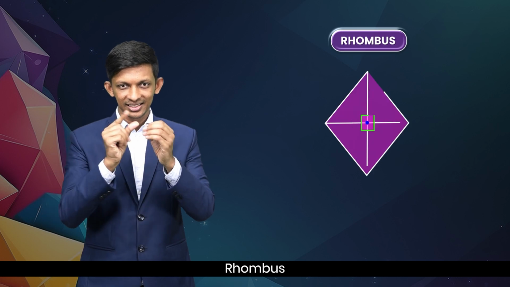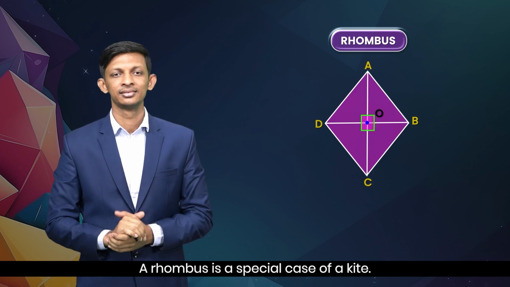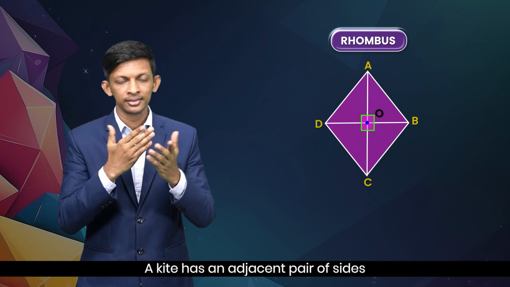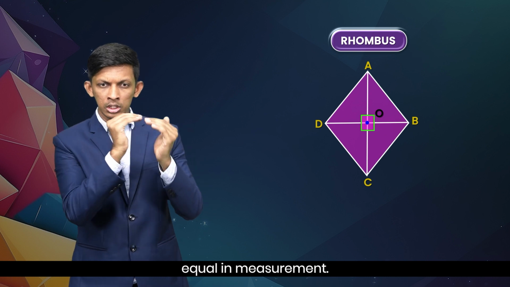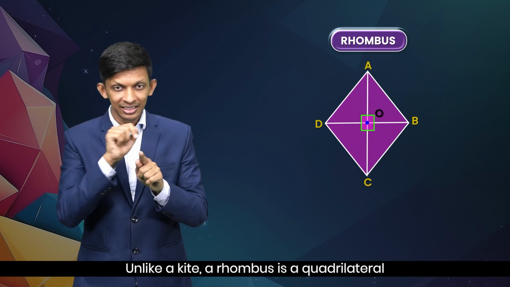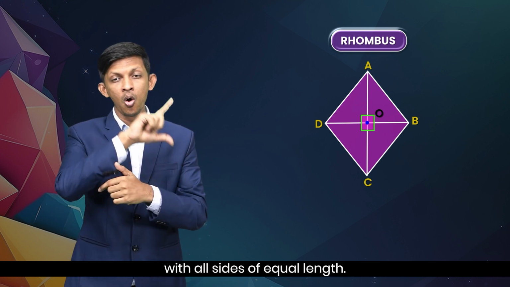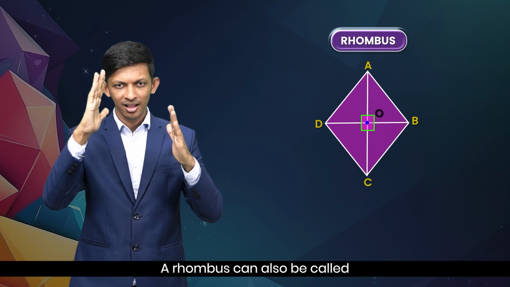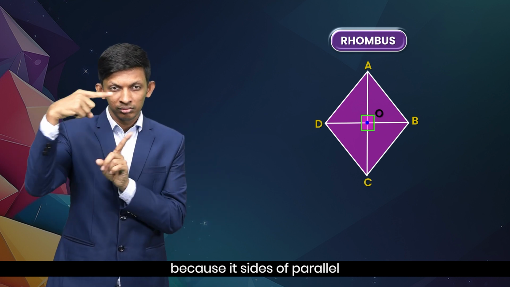Rhombus. A rhombus is a special case of a kite. A kite has an adjacent pair of sides equal in measurement. Unlike a kite, a rhombus is a quadrilateral with all sides of equal length. A rhombus can also be called a type of parallelogram because its opposite sides are parallel to each other.